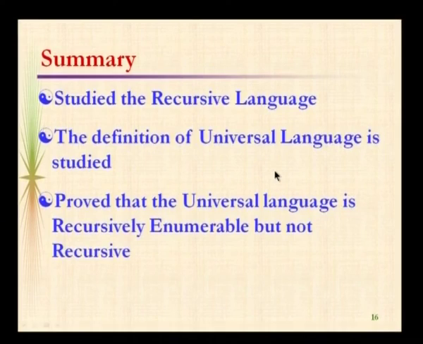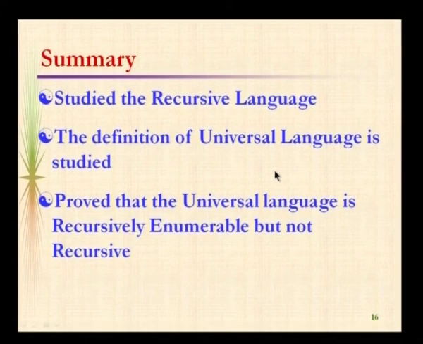So what we have seen so far is the definition of a recursive language, and then a proof that the complement of a recursive language is a recursive language. Afterwards we proved that if L and L complement are both recursively enumerable languages, then both L and L complement are recursive languages also.